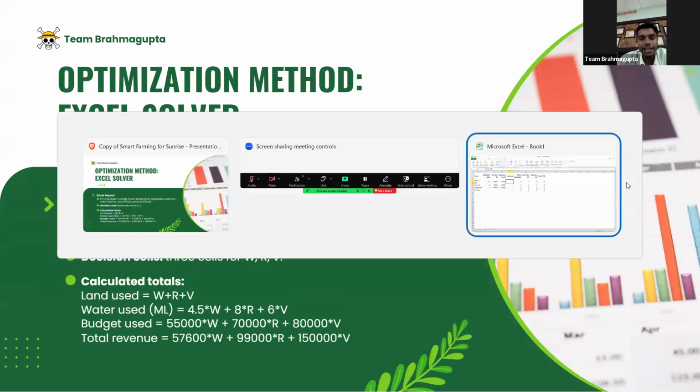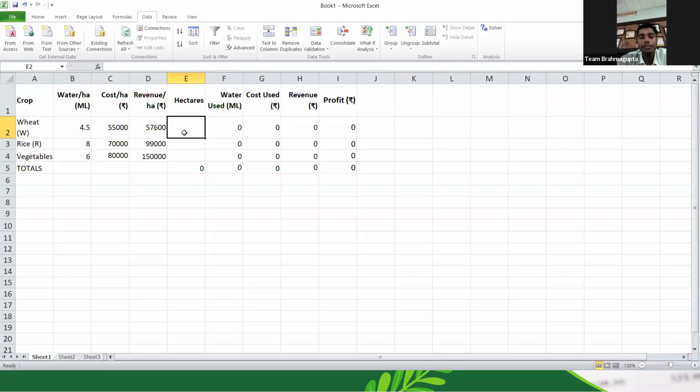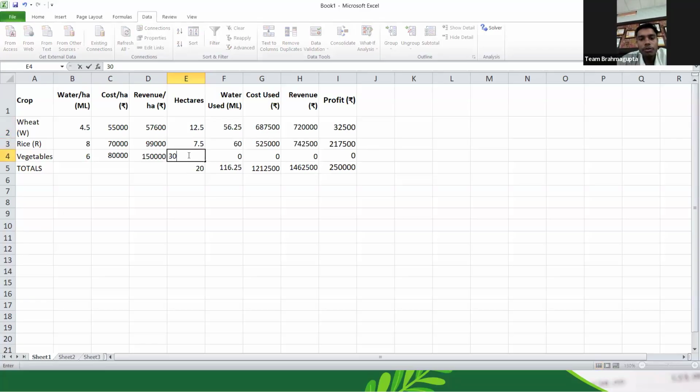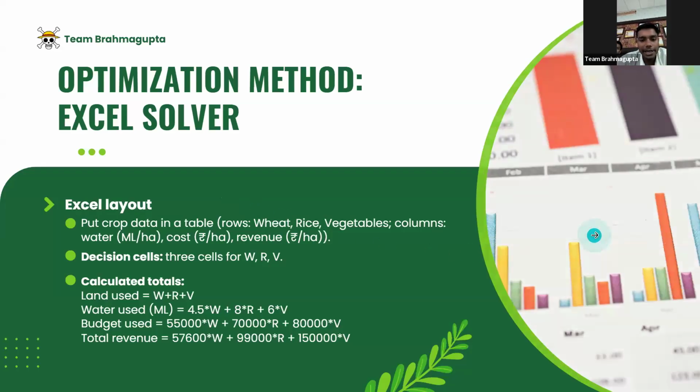Now I will show you the Excel sheet to calculate how much revenue we are generating. So if we are using 12.5 hectares of land for wheat, 7.5 hectares for rice, and 30 hectares for vegetables. We are using more vegetables as they are high revenue generating, and we are using less land for rice as rice uses more liters of water. So from here, the total profit we are getting is 23 lakh 50,000. Now moving to the next slide.